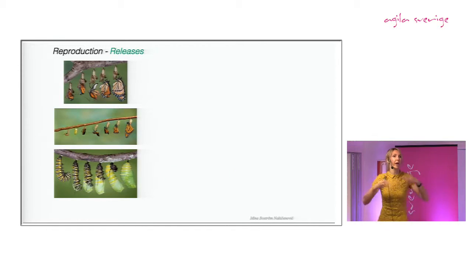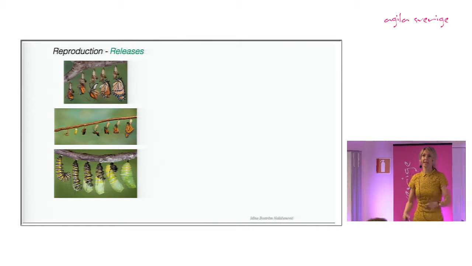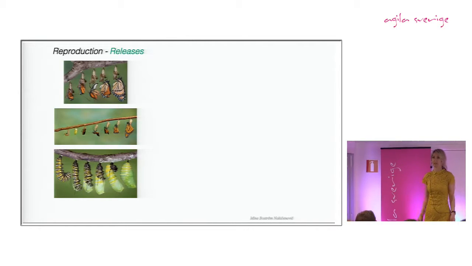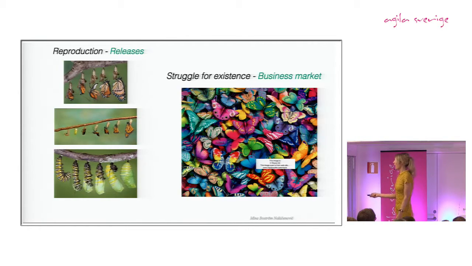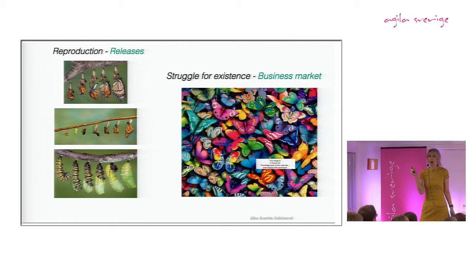Reproduction: we are creating releases, major maintenance, hotfix, a lot of releases, overproduction of releases. And we struggle for existence on a very tough business market all the time. But what is the blueprint of who we are? What makes us all unique?